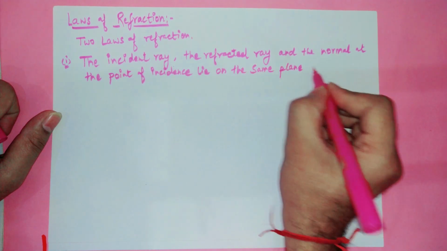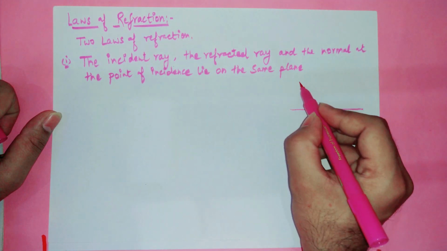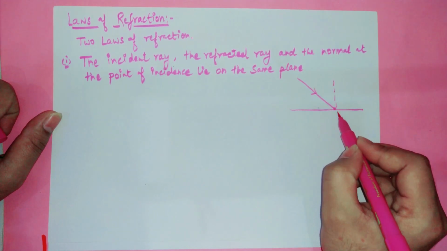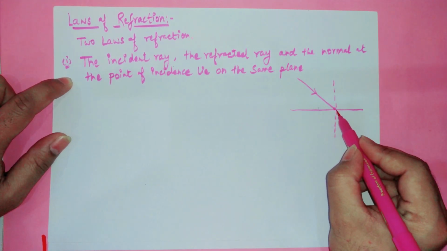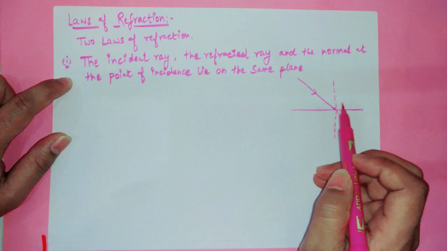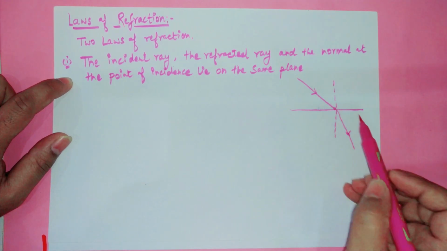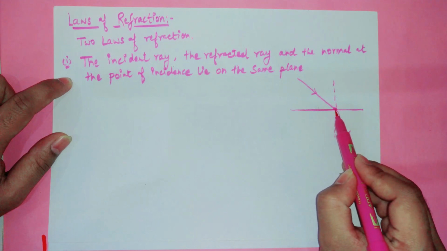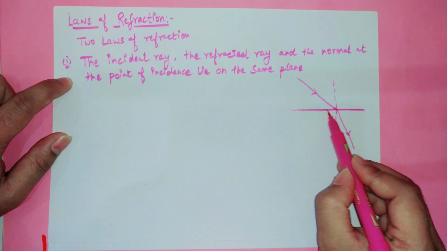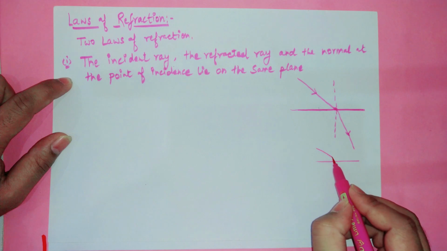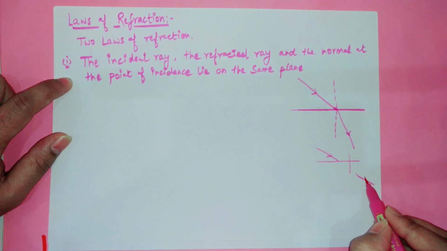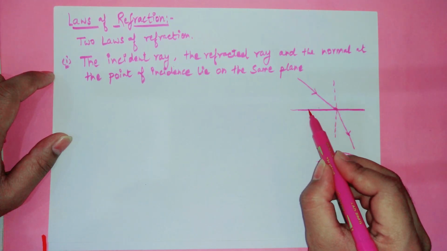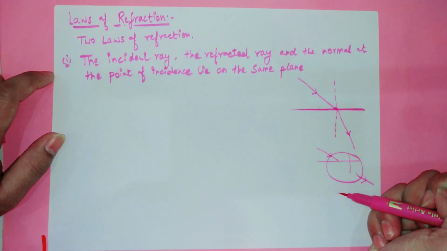Clear? Suppose we have an interface and this is the incoming light or incident ray. At the point of incidence we can draw a normal, and this is the refracted ray. So all these three, the incident ray, refracted ray, and normal at the point of incidence, always lie on the same plane. It should not be like this, where the incident ray, normal and refracted ray are not in one plane. So these three will always lie on the same plane.